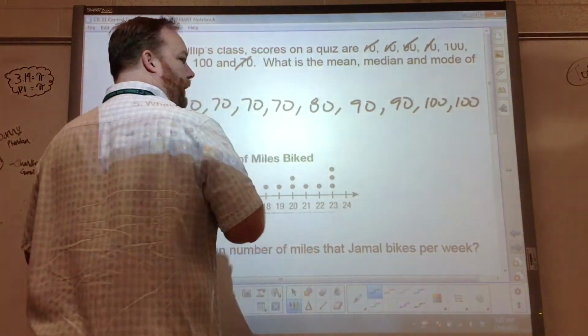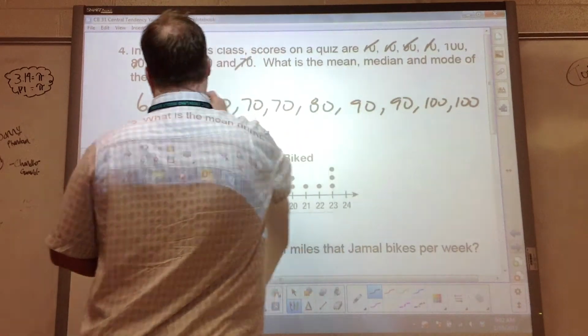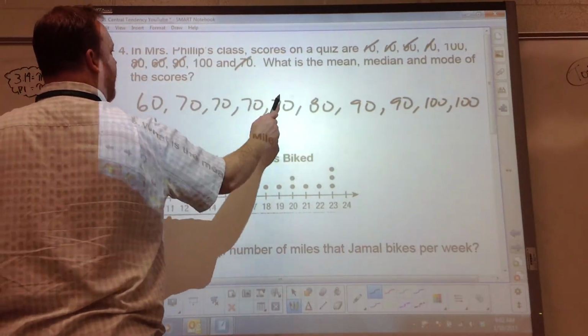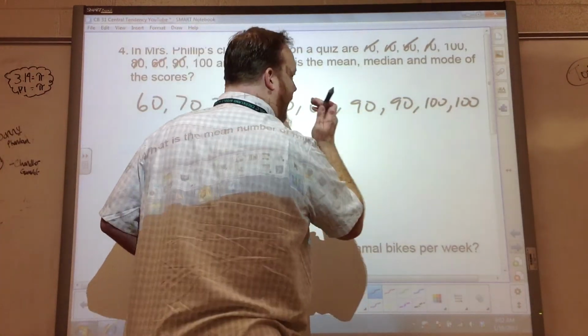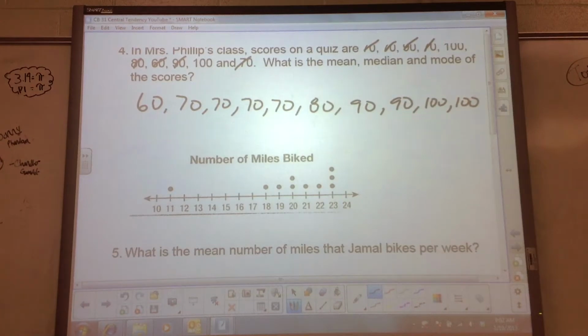And let's just check to make sure we have the same number of data. 1, 2, 3, 4, 5, 6, 7, 8, 9, and 10. To find the mean, we simply add these up and divide by 10. We're dividing by 10 because that is the number of pieces of data. And I'm going to do it on the calculator to save time. You just need to add these up, divide by 10.